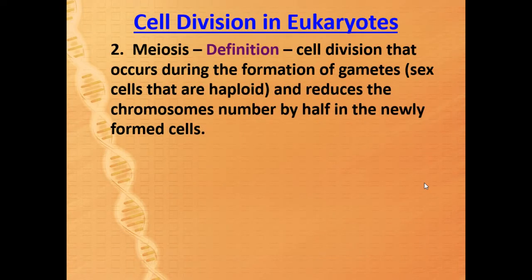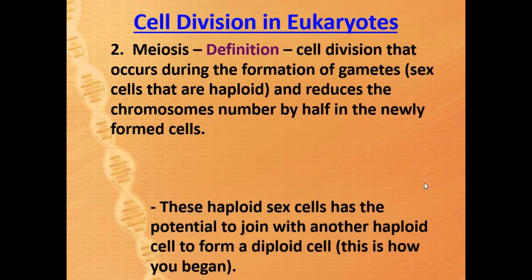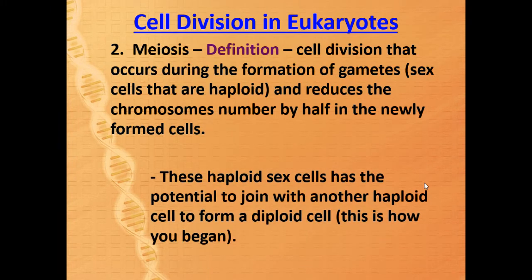Meiosis is cell division that occurs during the formation of gametes, the sex cells that are haploid. It reduces the number of chromosomes by half in the newly formed cells. These haploid sex cells have the potential to join with other haploid sex cells to form a diploid cell, and that is how you begin. So sperm and egg are going to come together. They're both haploid, so on their own they cannot form a baby, but whenever they combine, now this one cell is going to have a full set of chromosomes, and that is going to allow it to develop into a baby.